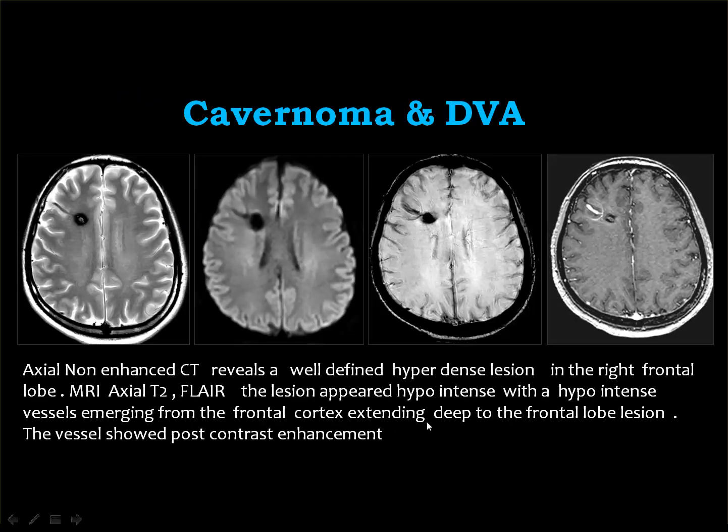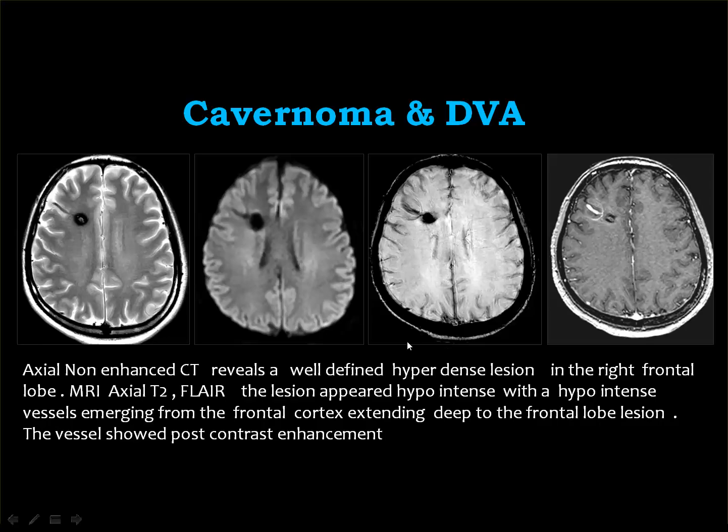Many times, cavernoma is associated with developmental venous anomaly. Cavernoma is associated with developmental venous anomaly. And cavernoma is treated by surgery. And the surgeon should do his best to avoid touching the developmental venous anomaly.